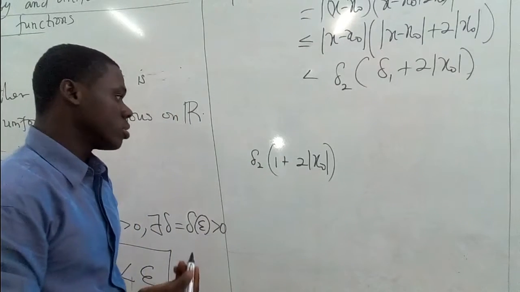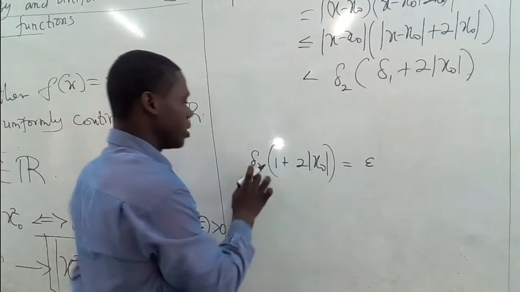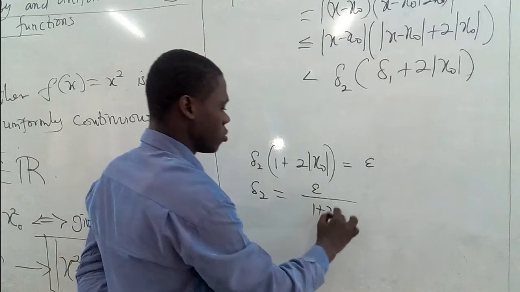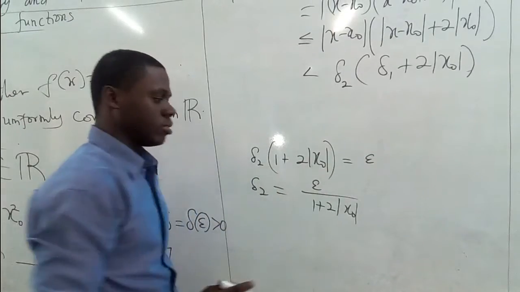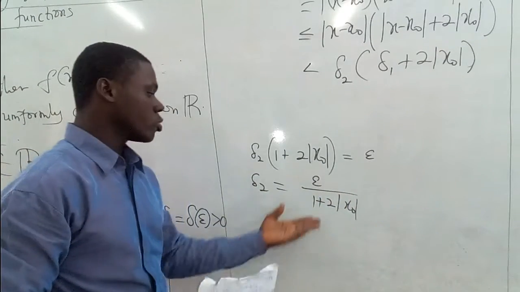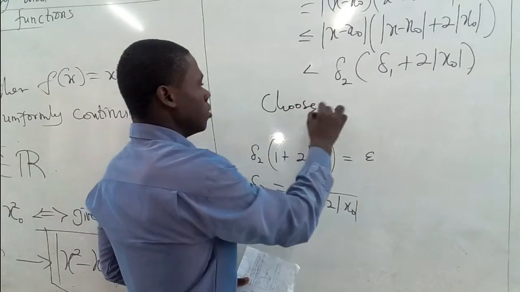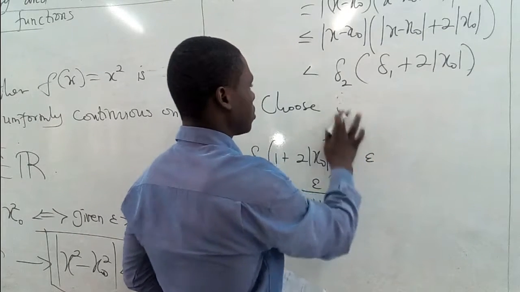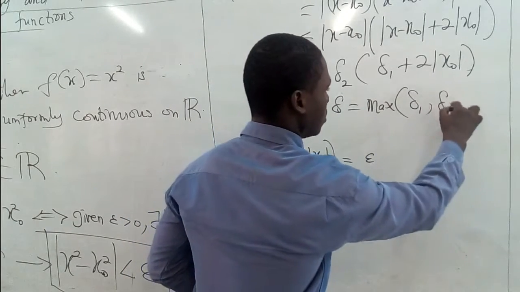And because at the end we need to introduce epsilon, we quietly equate this one to epsilon and make delta 2 the subject. So delta 2 now gives us epsilon over 1 plus 2 absolute of this. Essentially, this is not part of the procedure. Is there something we're doing to make sure that we choose appropriate values for delta 1 and delta 2? So we say that we choose delta to be equal to the maximum of delta 1 and delta 2.